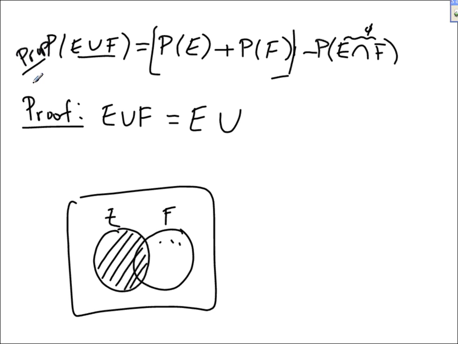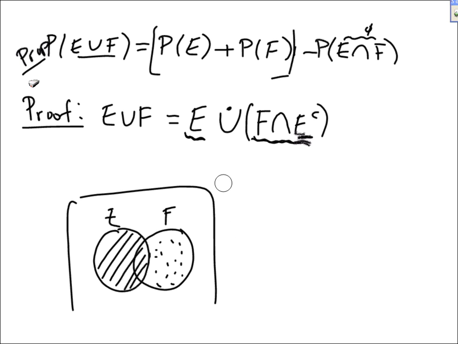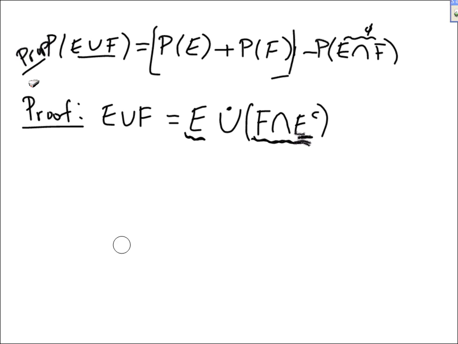but then I have to add that on. And I want them to be mutually exclusive. I only want to add on what's in the dots. Well, what's in the dots is F and not E. These are mutually exclusive, this set and this set. This one is clearly in E, it's all of E. And this one is clearly in E complement. That is, it's not in E.